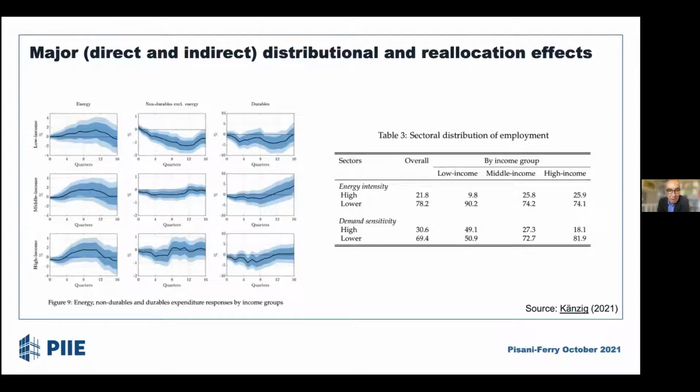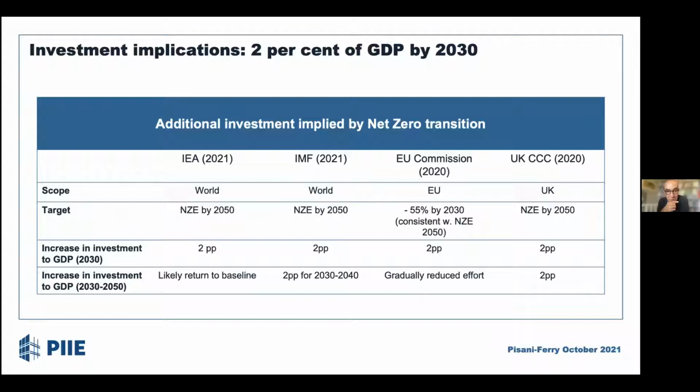Let me, in the interest of time, skip the distributional effect and go to the investment implication, which is my second big shock. We have, from different sources, an estimate of how much investment it would require to get to carbon neutrality by 2050. I'm using here estimates by the IEA, the IMF, the European Commission, and the British Climate Change Committee. They all converge more or less to say that the additional investment, and I'm emphasizing additional, by 2030 is of the order of magnitude of 2% of GDP.